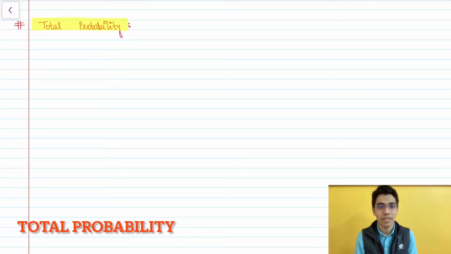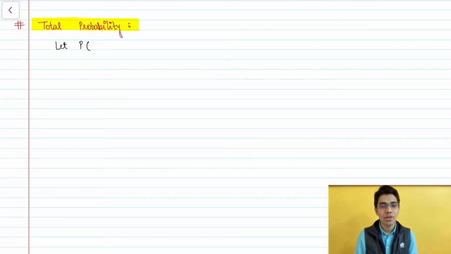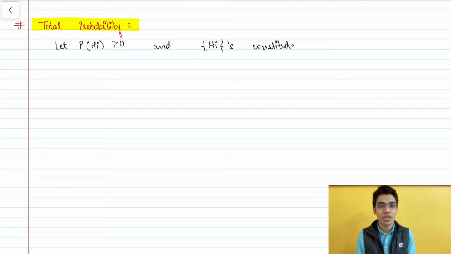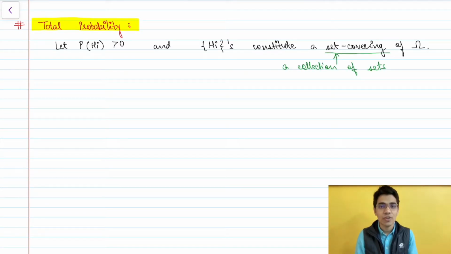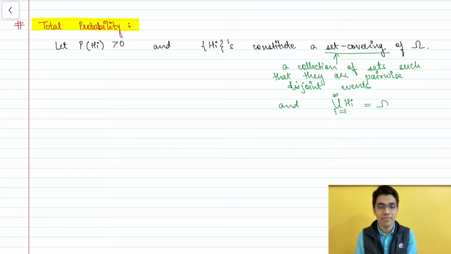however the reverse not being true, let's dive into what is total probability. So let P of Hi be greater than 0 and Hi's constitute a set covering of capital Omega. Here, set covering means that it's a collection of sets such that they are pairwise disjoint events and their unions constitute the whole universal set itself. That is, they entirely cover the universal set.